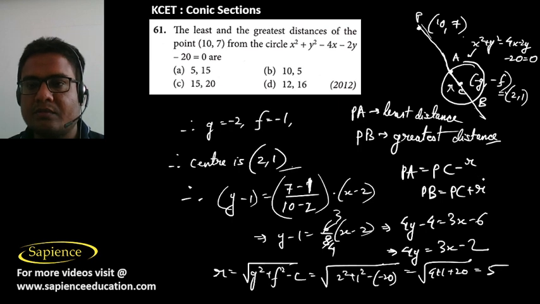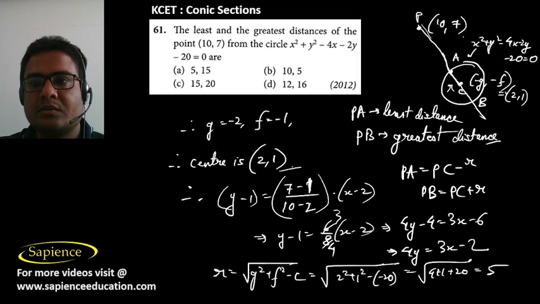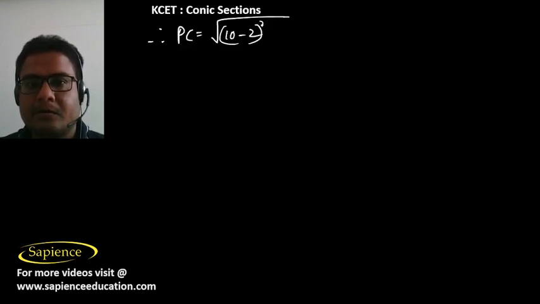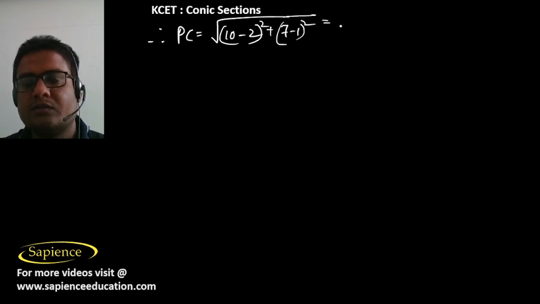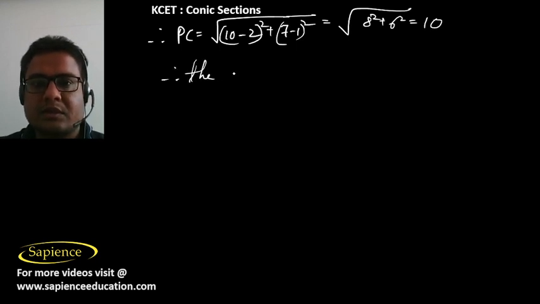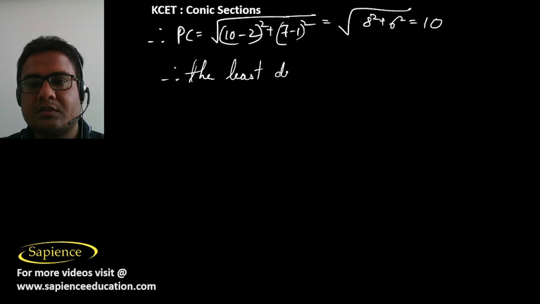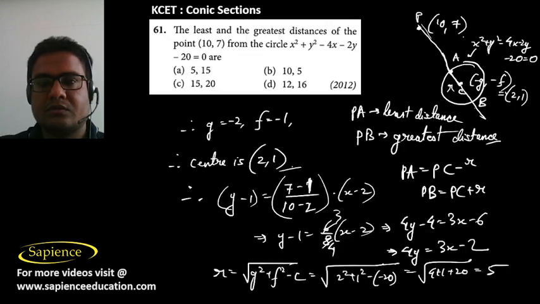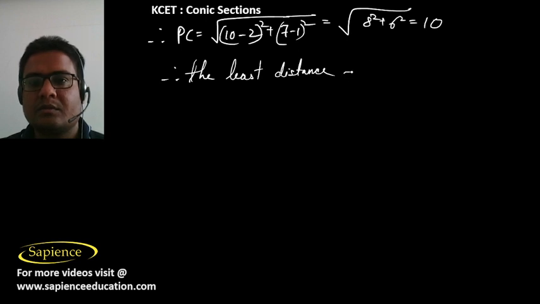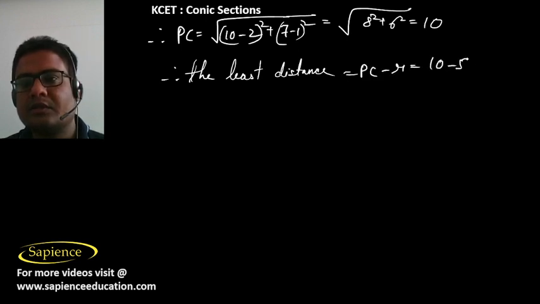PC length we have to find. Therefore, the length PC is square root of 10 minus 2 whole square plus 7 minus 1 whole square. So this will be square root of 8 square plus 6 square, so that is 10. So therefore the least distance from the circle is PC minus R, that is 10 minus 5, that is 5.